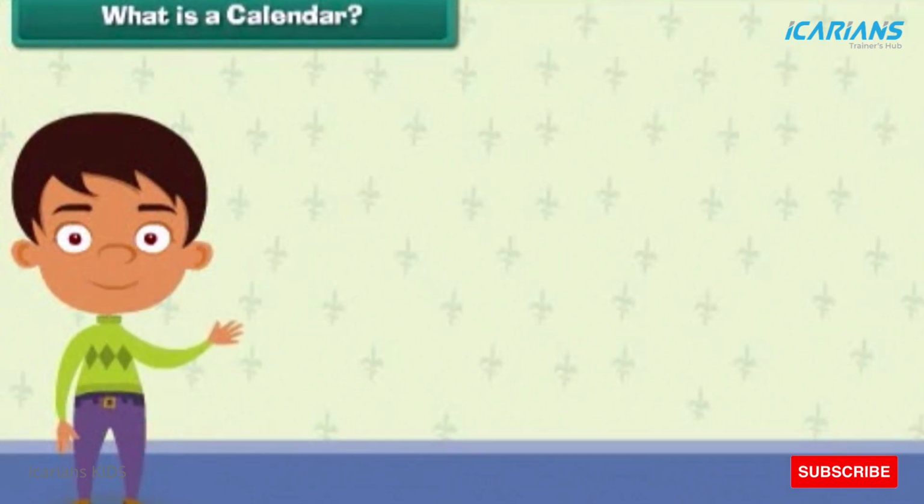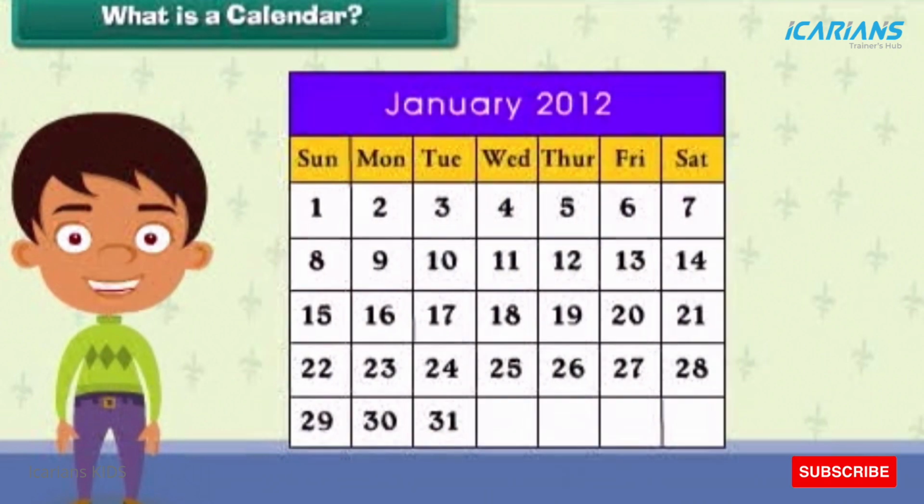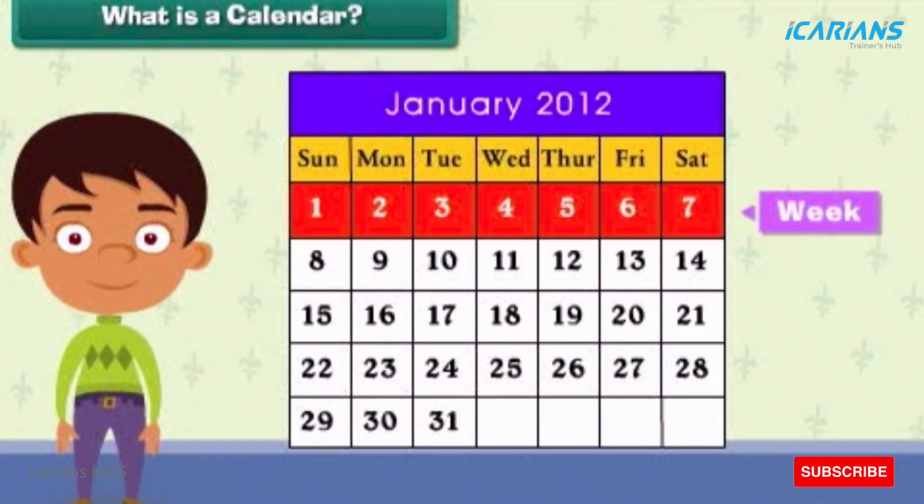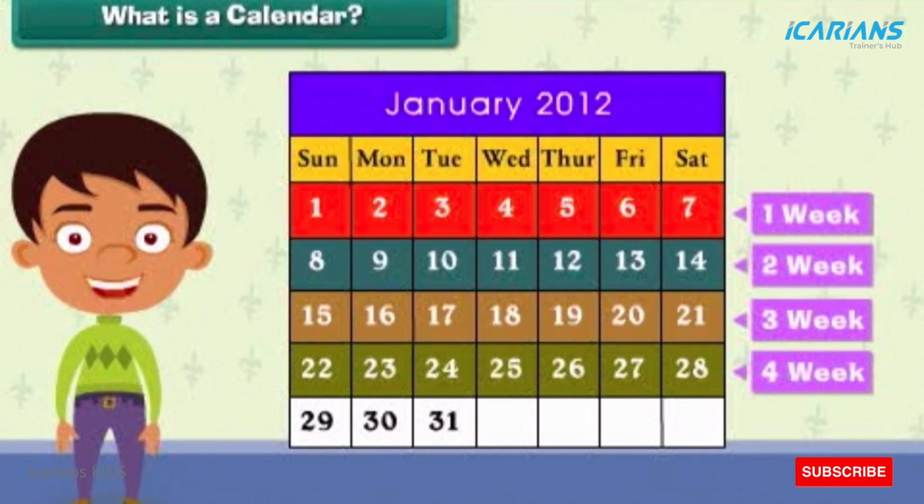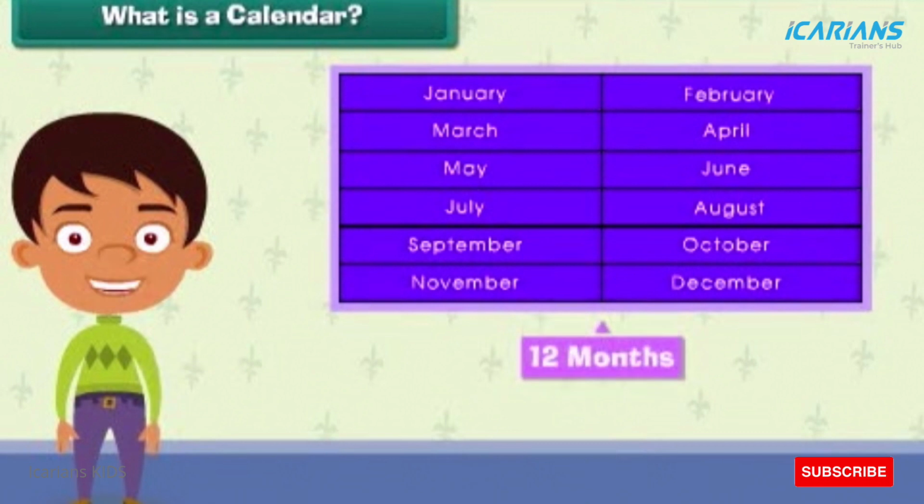What is calendar? Look at this calendar. You see days written in some fashion. A calendar groups days into weeks, weeks into months, and months into years. Each day is different.